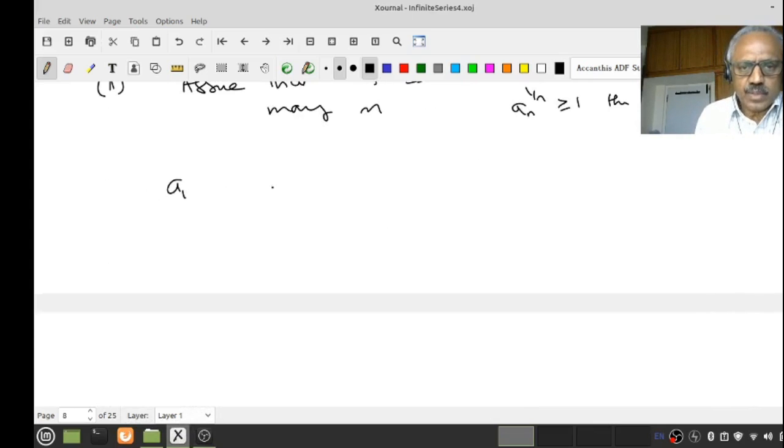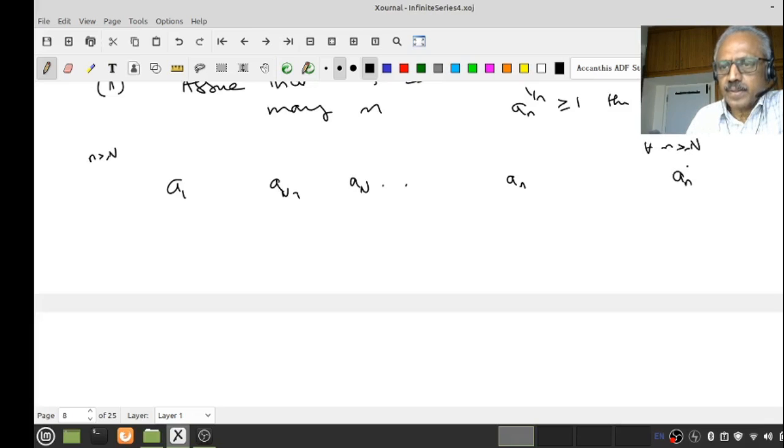So I have a_1 up to a_(N-1), and I have a_n for n greater than or equal to N. Now I have no idea about the first terms, but remember, for each n greater than or equal to N, I have a_n to the power 1 by n is less than r. Therefore, if I raise to the power n, a_n will be less than r to the power n. You understand that? Therefore, this will be less than r to the power n.